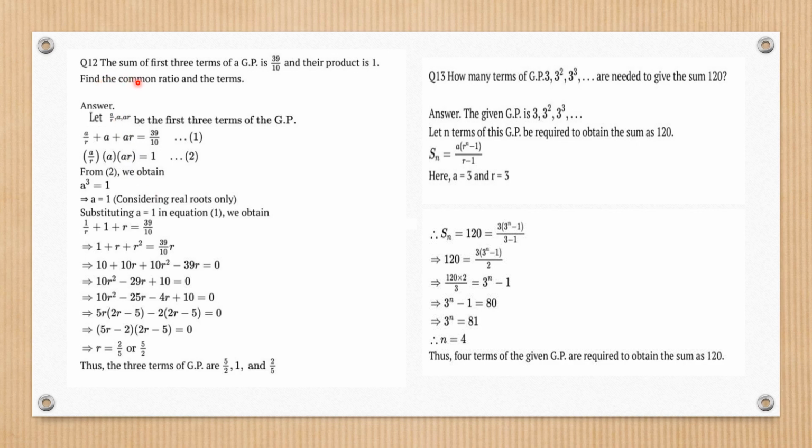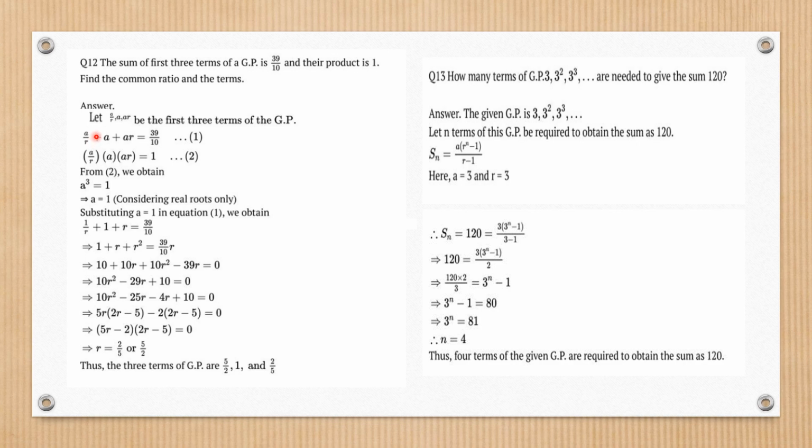Number 12 says the sum of the first three terms of a GP is 39 by 10 and the product is 1. Find the common ratio and the terms. Now this is a very good question. This is a question which requires your skills. And it's a good question.